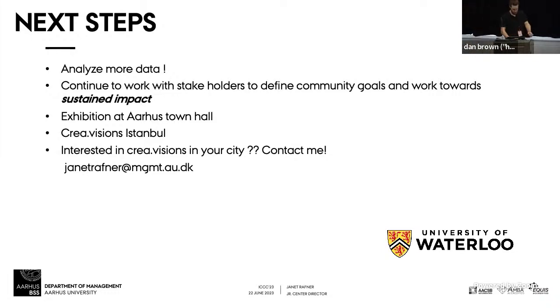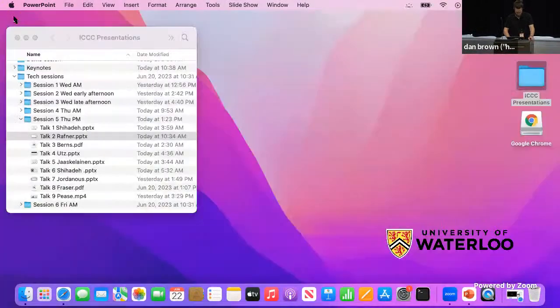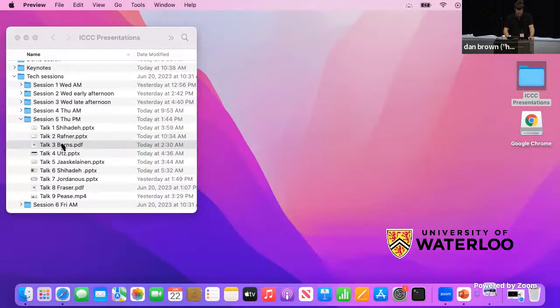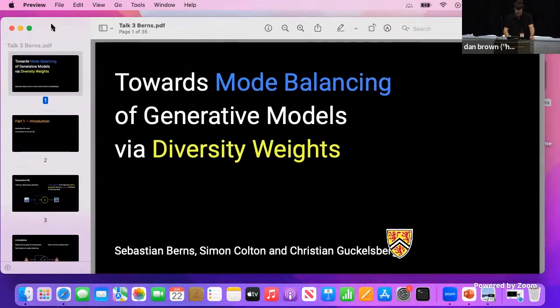Okay, our next speaker is Sebastian Burns, and his talk is entitled Towards Mode Balancing of Generative Models via Diversity Weights.